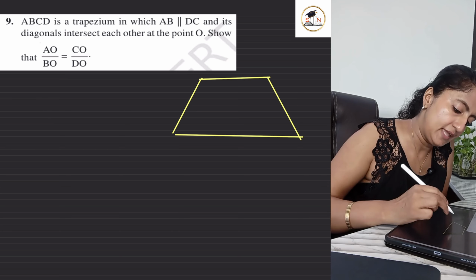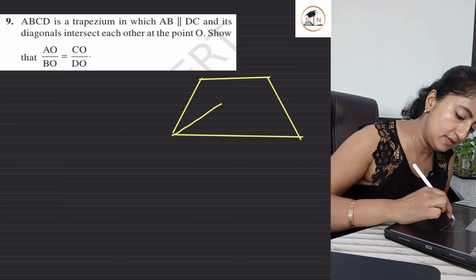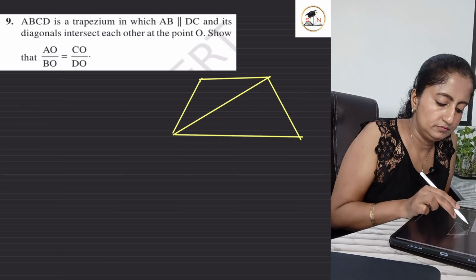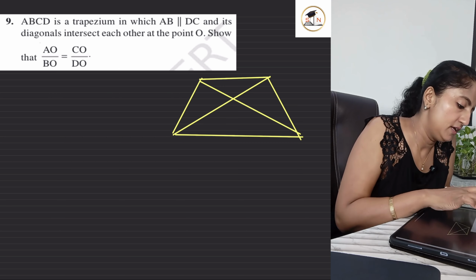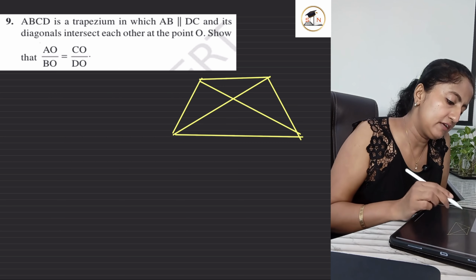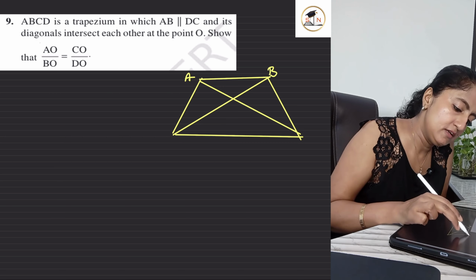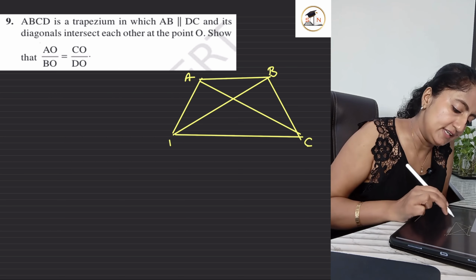This is a trapezium, and then we are having the diagonals as well. Okay, now we'll label it. We are given that AB is parallel to DC.